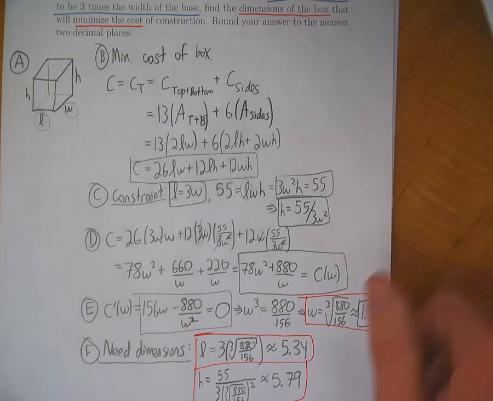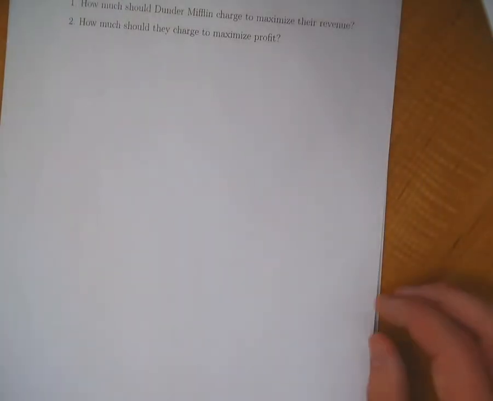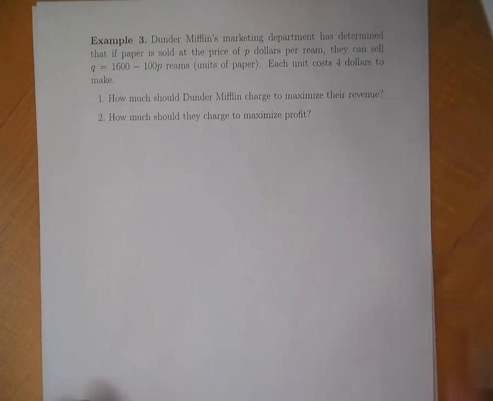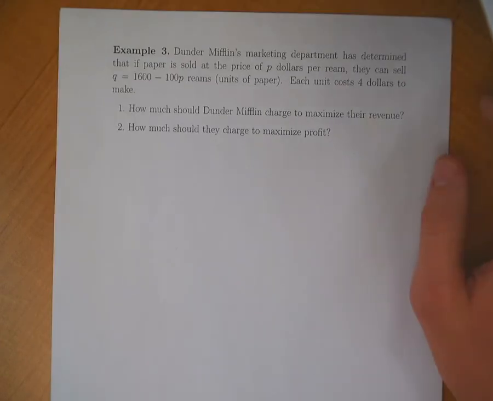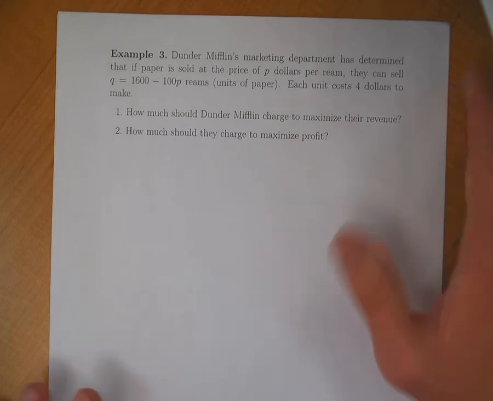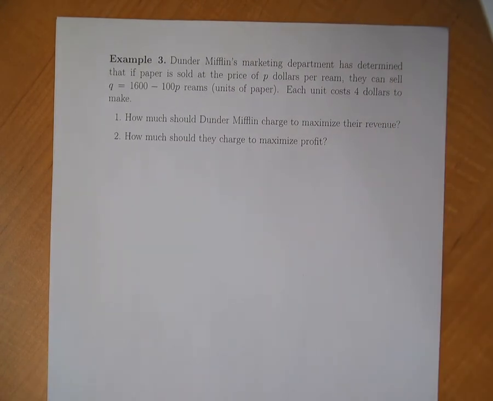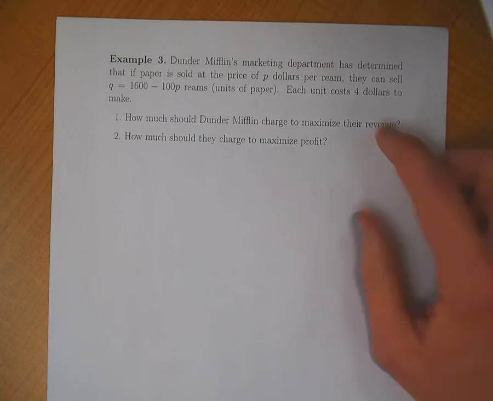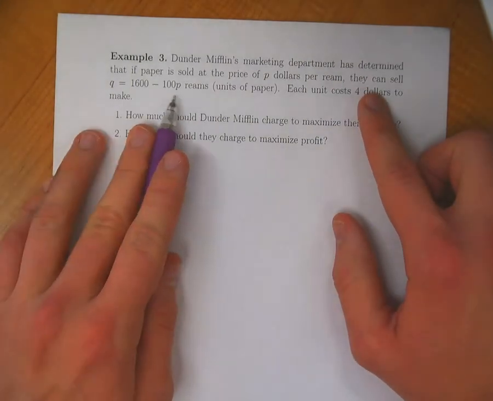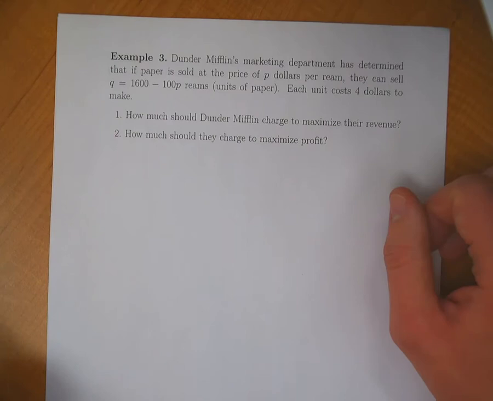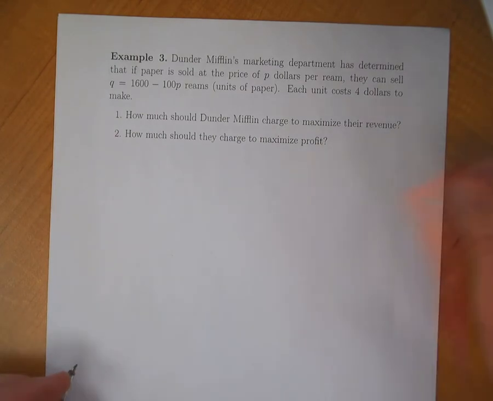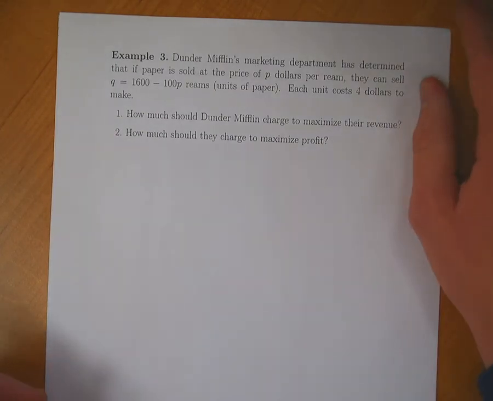Okay, so that's example 2. Okay, so now example 3. So this one's going to be a little bit quicker in terms of applications. So the thing is that Dunder Mifflin's marketing department has determined that if paper is sold at the price of P dollars per ream, where a ream is basically those units of paper that you see at Walmart, for instance, they can sell Q equals 1600 minus 100P reams, which are units of paper, and each unit costs $4 to make.